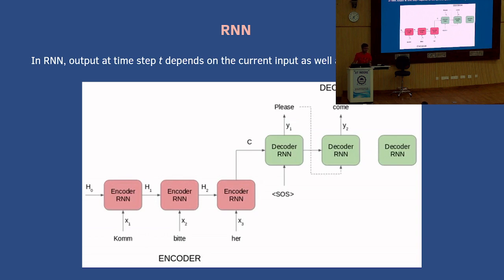Yes, the architecture of the whole RNN is the same. So these three encoder blocks are the same, and the three decoder blocks are also the same, but only the inputs and outputs differ.